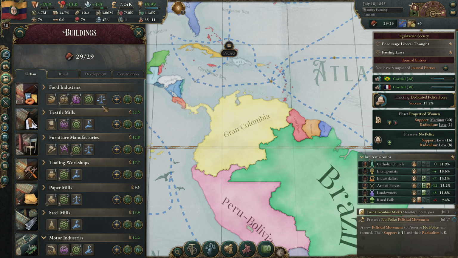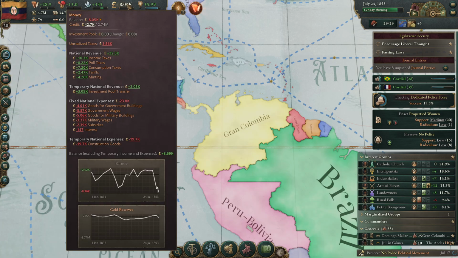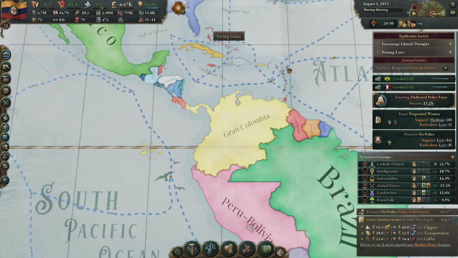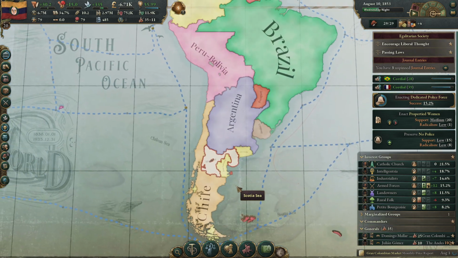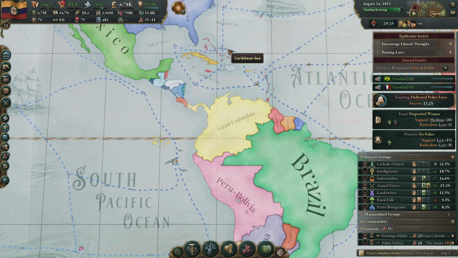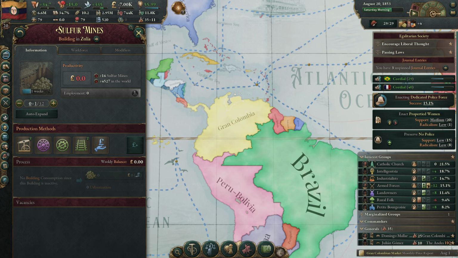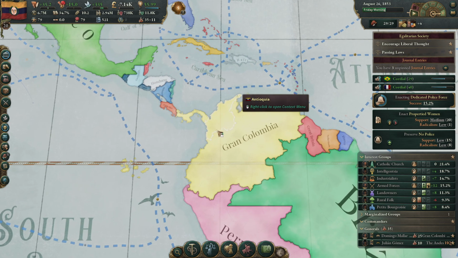Okay, well I'm using transportation everywhere now. That should stop the subsidies for the railroads. Yes, now we're only -6. Okay, we are getting a couple more of these things built. Sulfur will be in soon.